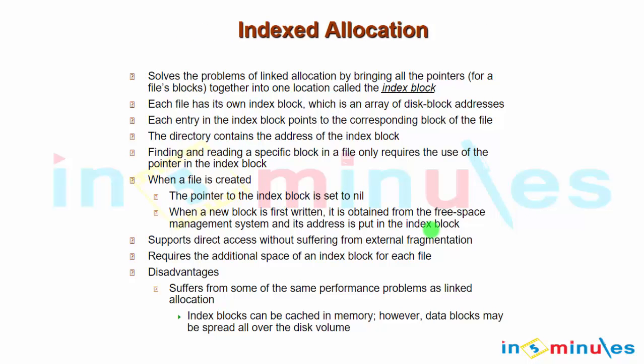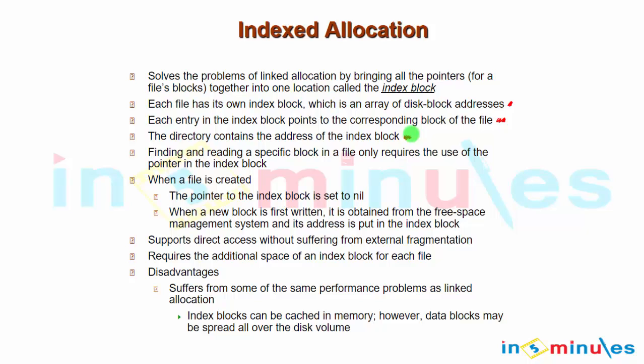Just going with the theory, what we have: we solve the problem of linked allocation by bringing all pointers into a single list. We call it the index block. Each file has its own index block, which is an array of block addresses. Each entry in the index block points to the corresponding block of the file. The directory contains the address of the index block. That means there is only one entry for a file which says where the index block is, and the index block has the remaining entries to come up with the entire file.